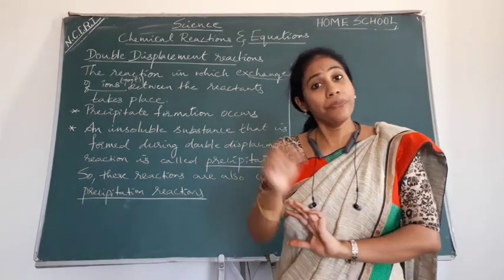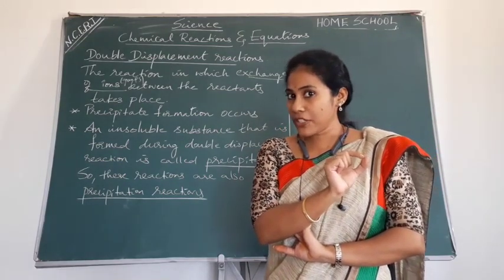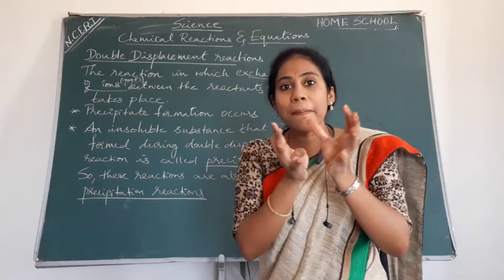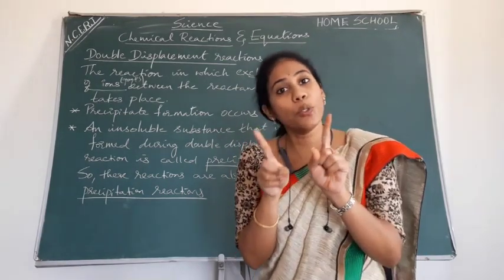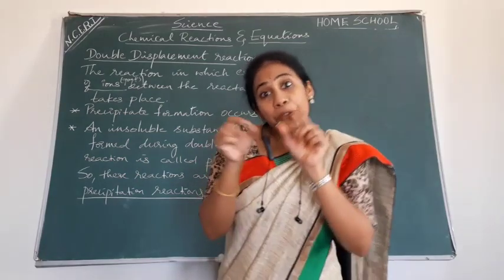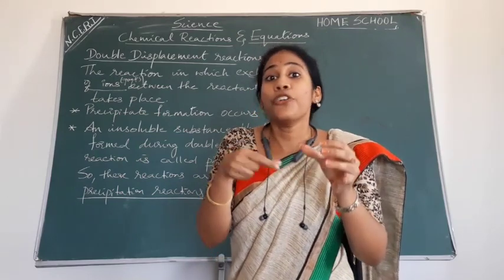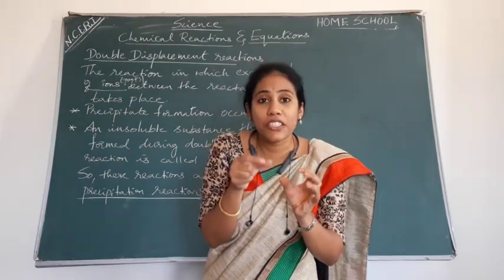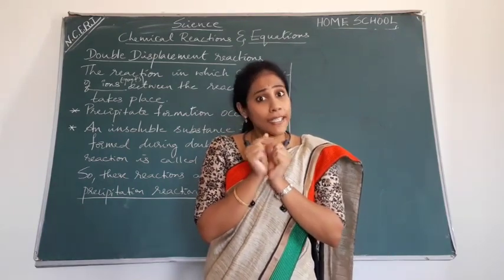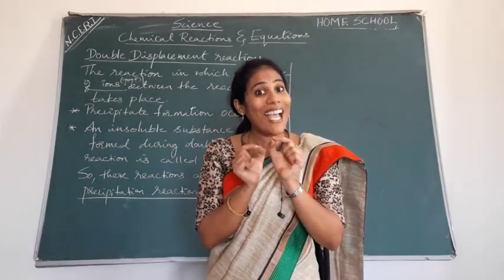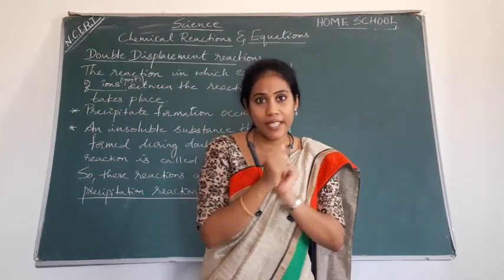Clear now? So what is a double displacement reaction? The reaction in which exchange of some ions takes place between the reactants. Definitely you will take two reactants here and some groups are getting exchanged between them. If such a thing happens in a reaction, we call it a double displacement reaction, and the product is obtained as a precipitate. Two products you will observe here. I will show the example.